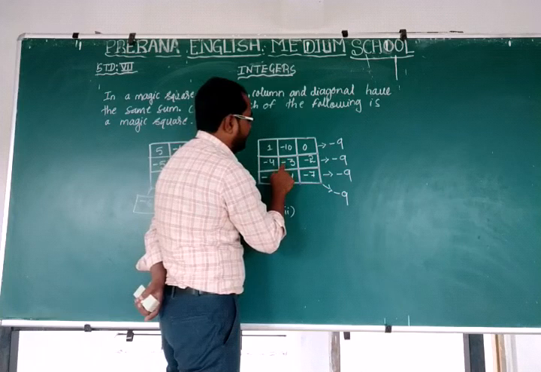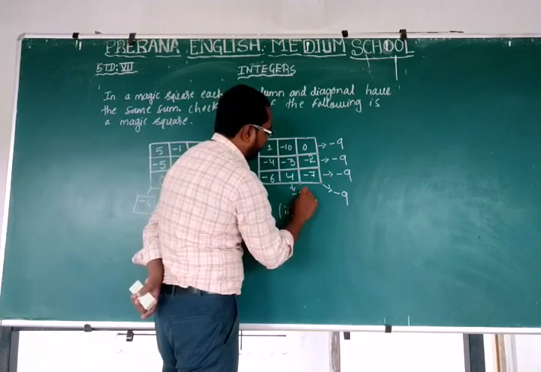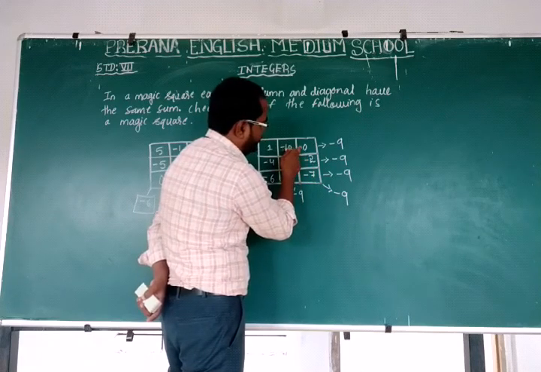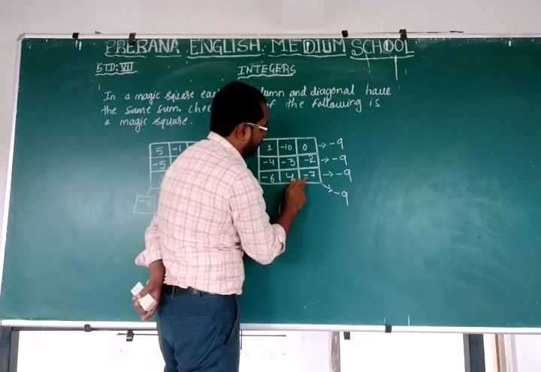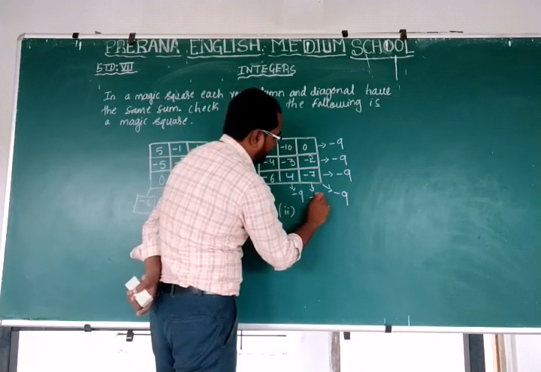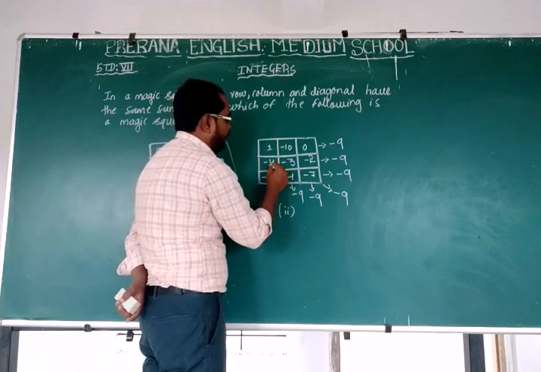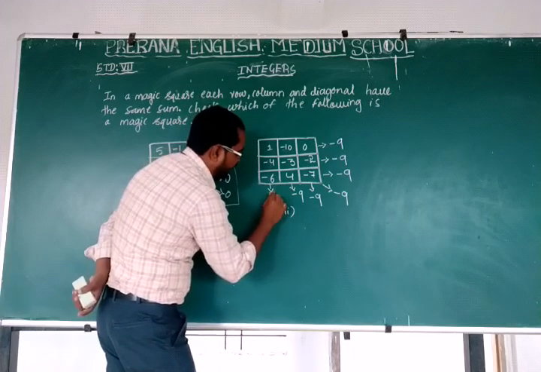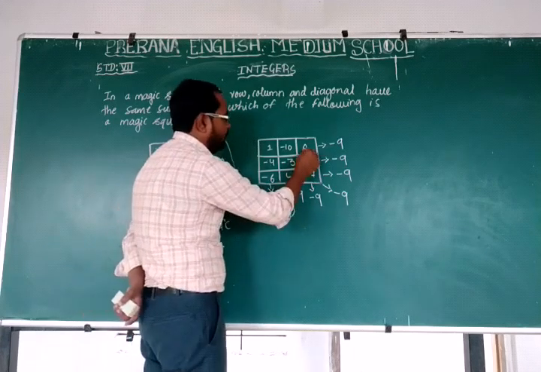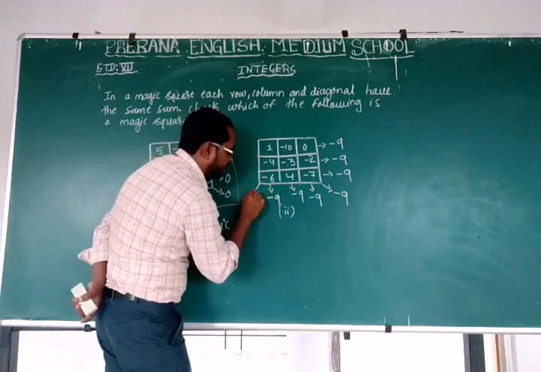Minus 10 minus 3 will be minus 13. Plus 4 will be minus 9. Here also you have to add 0 plus minus 2 will be minus 2. Minus 2 minus 7 will be minus 9. So add here. 1 minus 4 will be minus 3. Minus 3 minus 6 will be minus 9. 0 minus 3 will be minus 3. Minus 3 minus 6 will be minus 9.